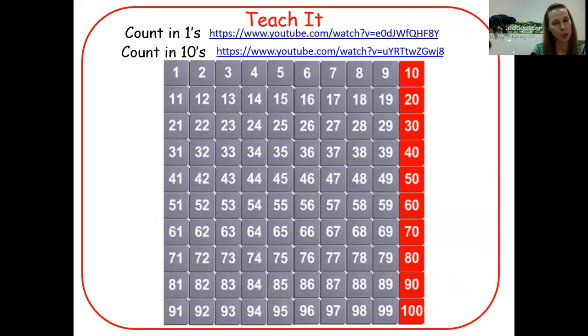Okay, so we're not counting in twos or fives today, we're going to count in ones, and you can use the 100 square to go across each line to count in ones, or you can use the 100 square to go down and count the multiples of 10 down there. Or you can use the videos, the catchy songs to count in ones and tens.